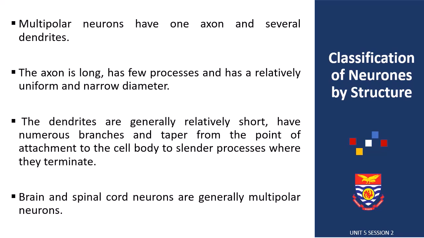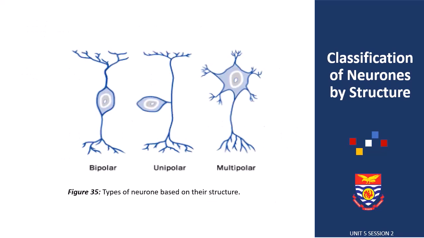The brain and the spinal cord neurons are generally multipolar neurons. This particular figure indicates the three types of neuron based on their structure, and these are the bipolar, the unipolar, and multipolar neurons with the respective characteristics as described in the previous slides.